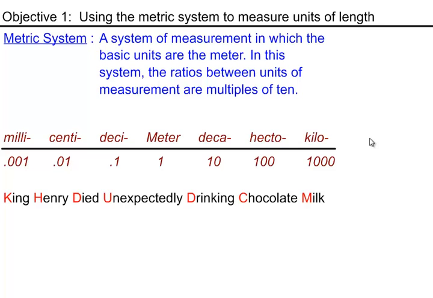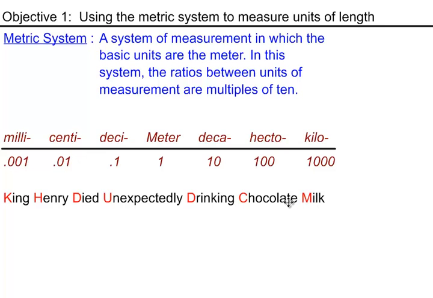Another nice thing about the metric system is you always use the same prefixes: milli, centi, deci, and then your unit, which in this case is meter, deca, hecto, and kilo. One way to remember those is by saying King Henry died unexpectedly drinking chocolate milk. K for kilo, H for hecto, D for deca, U for the unit measure, which is meter, D for deci, C for centi, and M for milli.